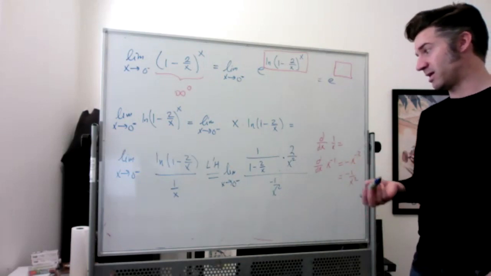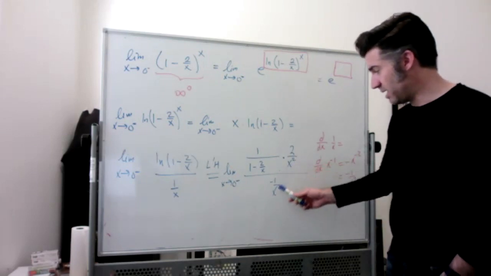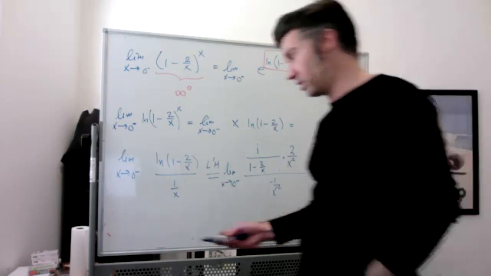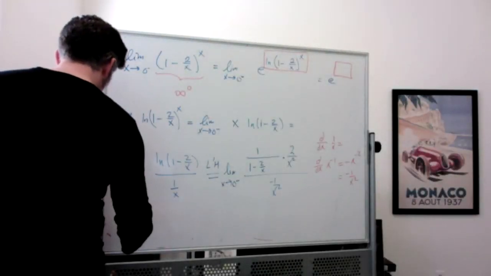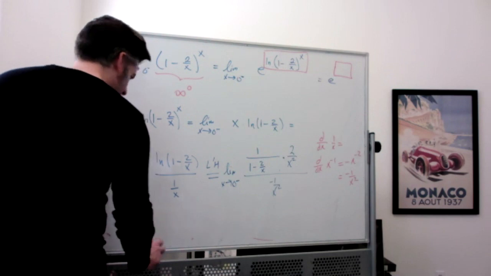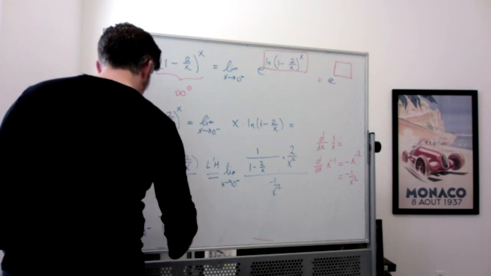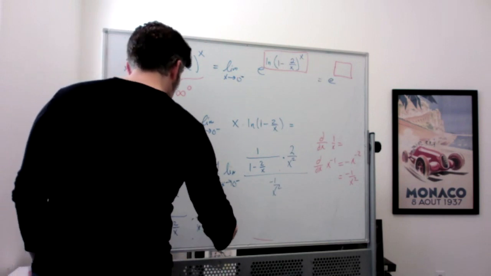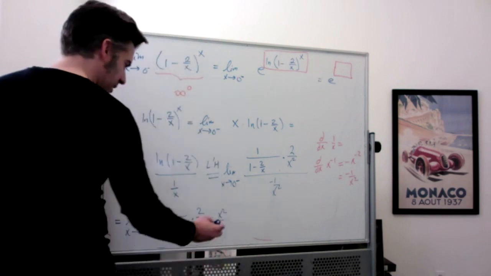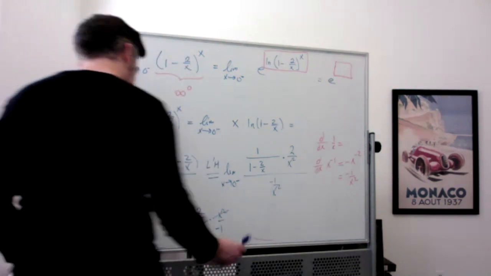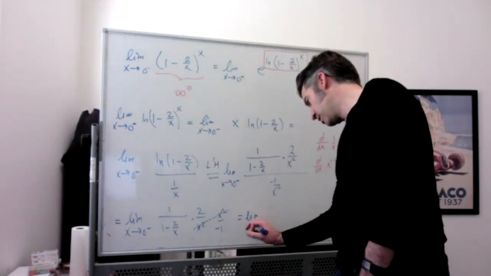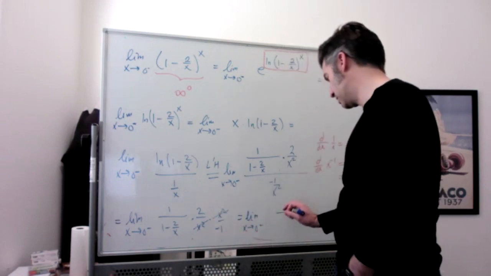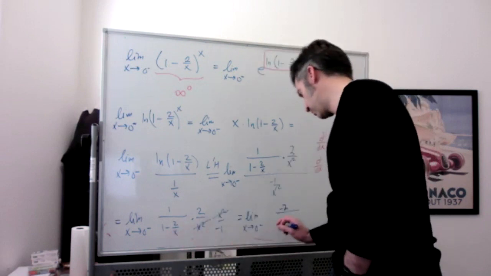And what I would like everybody to get to see here is that these x squareds end up canceling out. I think you're good just to cancel them out right away, but if you don't like that, we can do a little bit of algebra. We can write this as the limit as x goes to 0 from the left of 1 over (1 minus 2 over x) times 2 over x squared times x squared over negative 1. Then these cancel out, and you get the limit as x goes to 0 from the left of 2 times negative 1, which is negative 2, over 1 minus 2 over x.